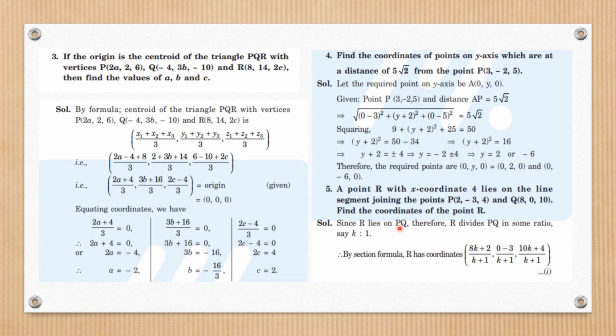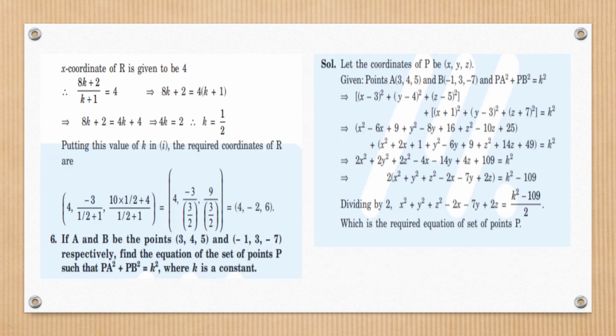Okay, since R lies on PQ, R divides PQ in some ratio, say k:1. So I'll apply the section formula to it: (8k + 2)/(k + 1), (0k − 3)/(k + 1), and (10k + 4)/(k + 1). The x coordinate is given to me as 4, so I'll equate (8k + 2)/(k + 1) to 4 to get the value of k, which comes out as half.